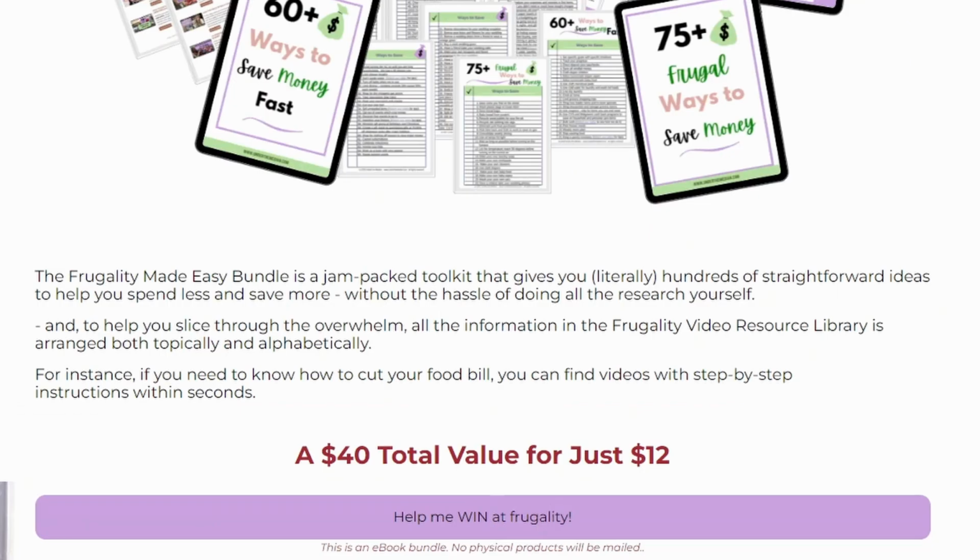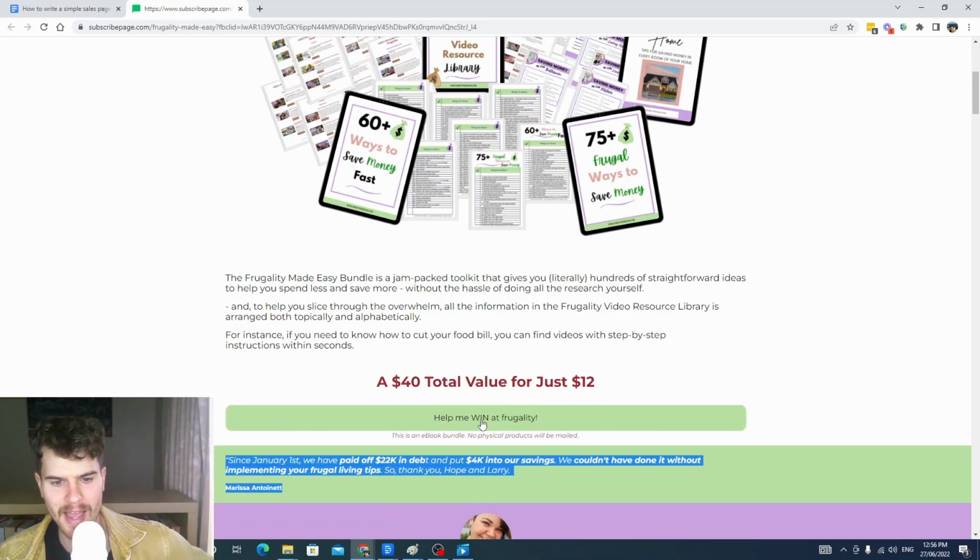Perfect. So whenever you bring up a promise, always back it up with proof. So for the price of lunch, you're just moments away from saving $373. So being very specific. Help me win at frugality, I would just be like, start my frugality journey or something like that. Or start saving money. Something like that. Like a benefit right here. A benefit does work.